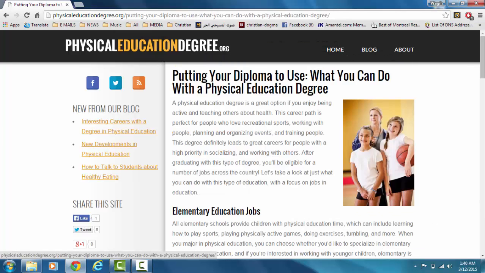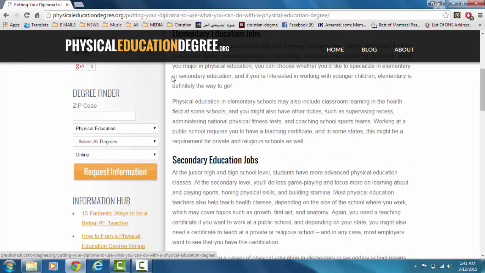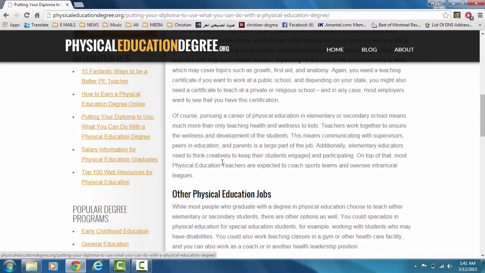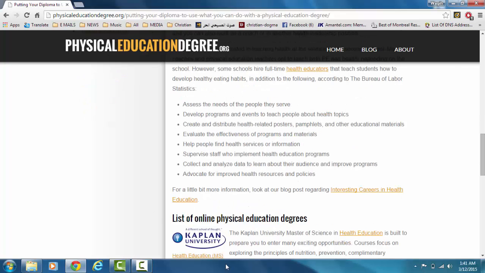Next up is the third major point of this website, and it tells you how to use your diploma when you get it. First of all, it tells you that you can have elementary education jobs with little kids, like you can be a teacher for young students. It also tells you that you can have secondary education jobs, which basically means that you can be a teacher for teenagers. And lastly, it says that you could have other physical education jobs, like taking care of disabled children and more stuff like that.